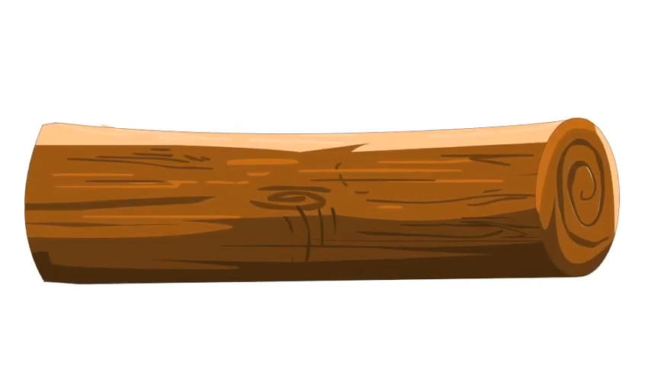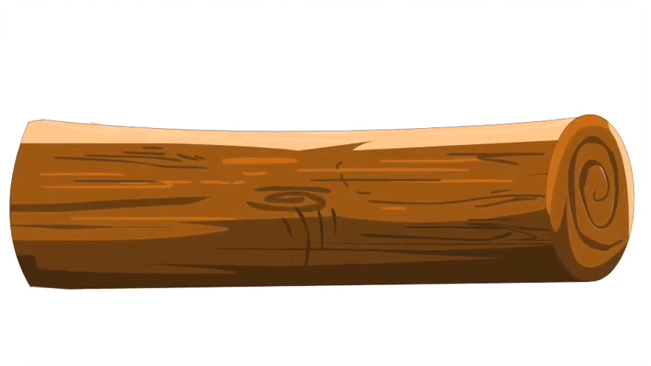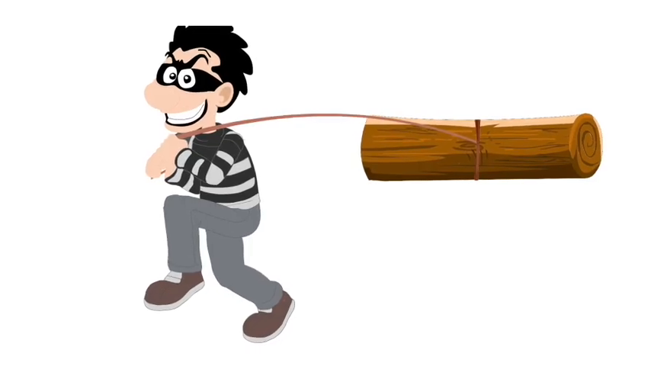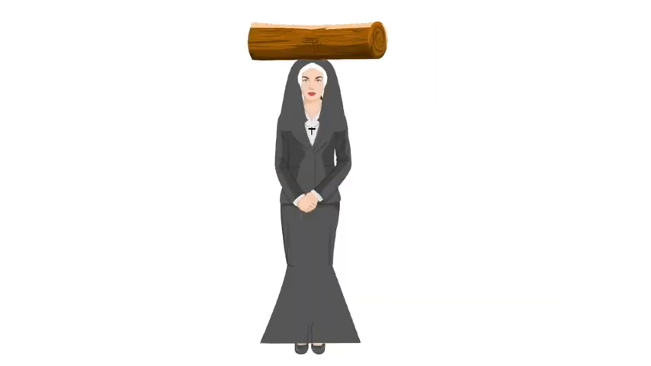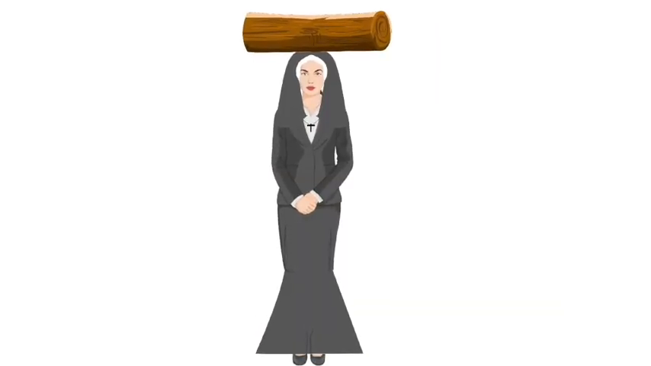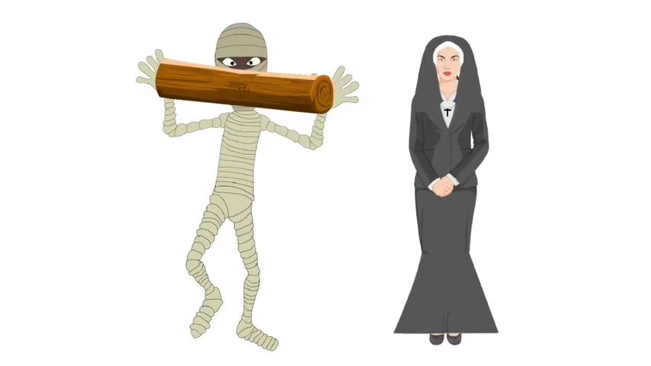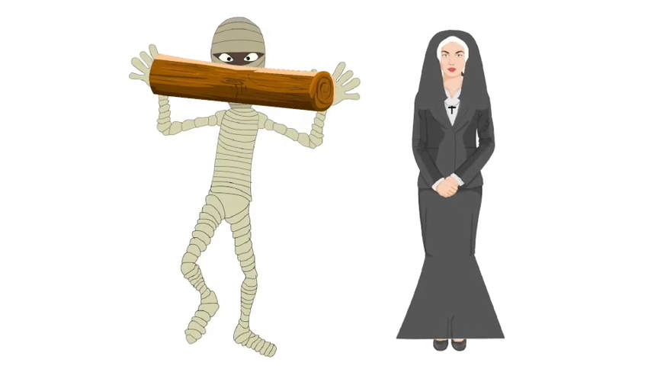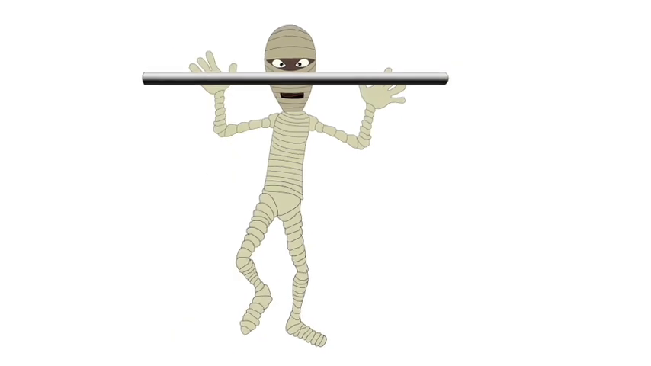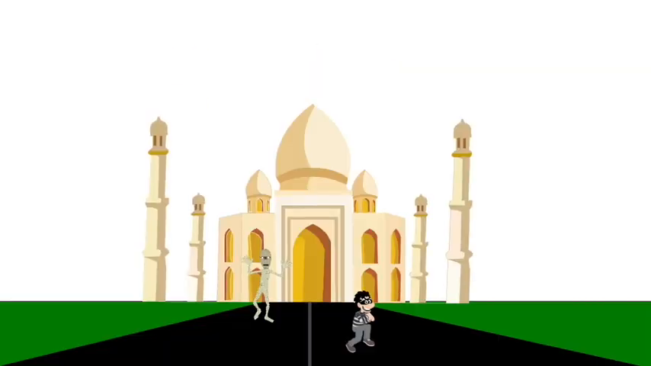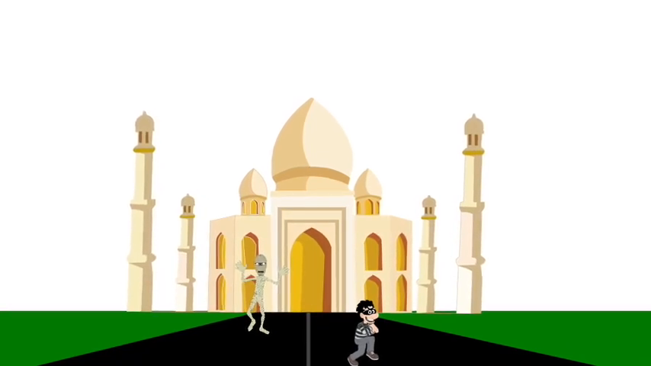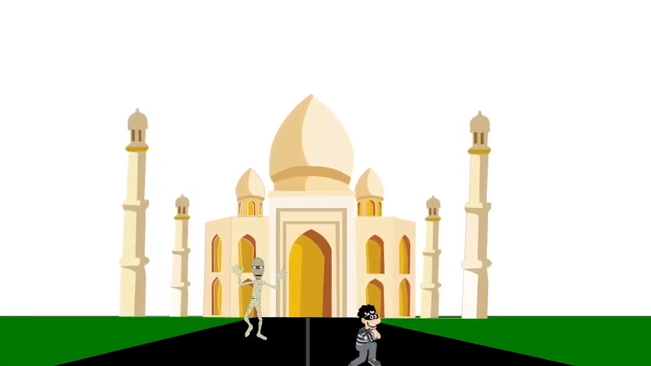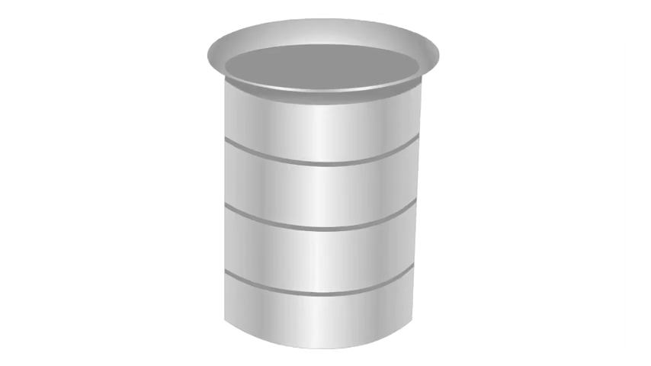Imagine that you are carrying a big log of teak wood with you. A thief threw a net on the teak to snatch it away from you. And when you tried to catch the net, it flew away and fell on a nun. She gave it to her mummy as a gift. Mummy took the gift and she picked up the big rod to Taj Mahal, where she saw the thief was escaping, and then he ran and jumped into a big tin can.